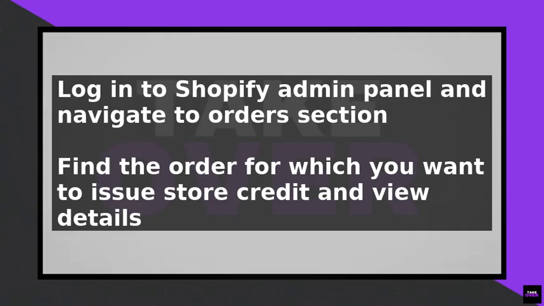To start, log into your Shopify admin panel and navigate to the Orders section. Find the order for which you want to issue store credit and click on it to view the order details. In the Order Details page, click on the More Actions drop-down menu and select Issue Refund.